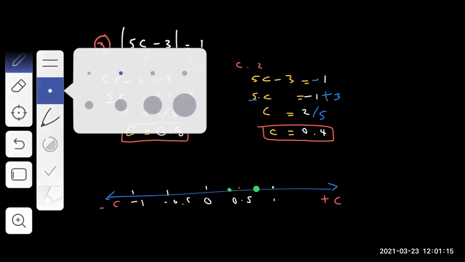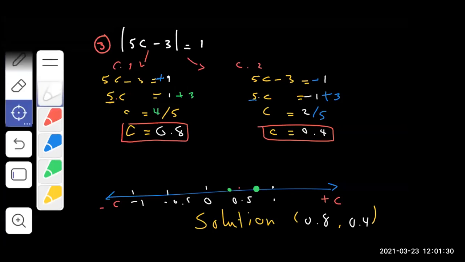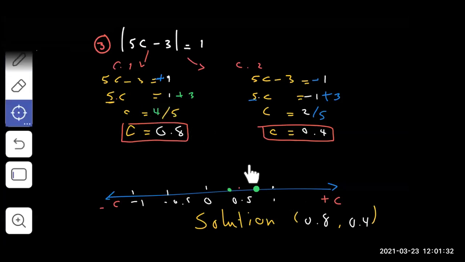Okay, let me rewrite my solution now. I would say solution is, I got two solutions. What is the first one? 0.8. Second one? 0.4. If I want to write it in fractions, 4/5 and then 2/5, it's the same. It's up to you.